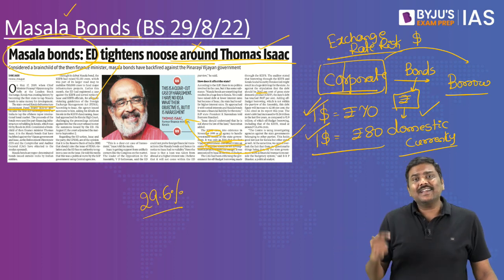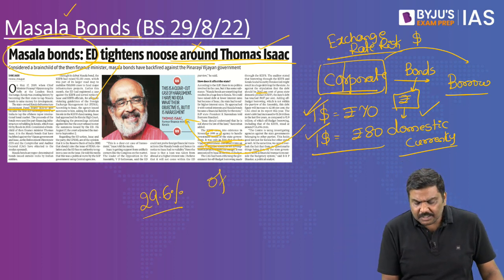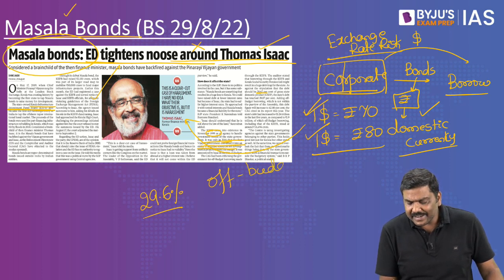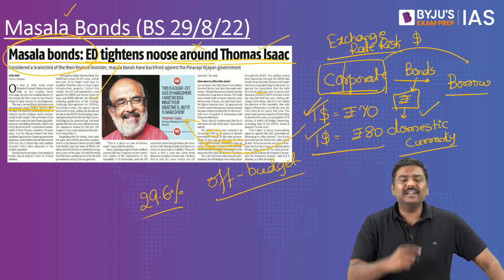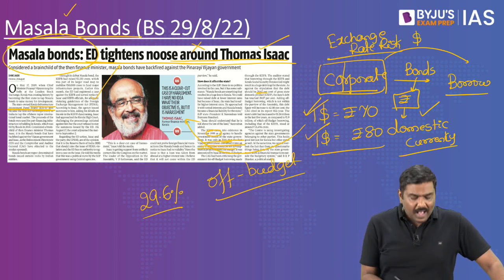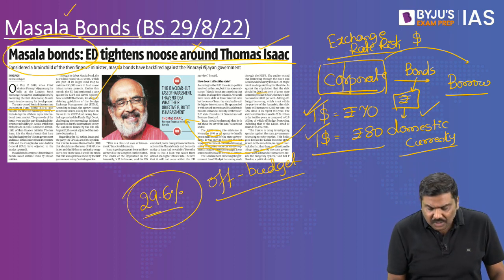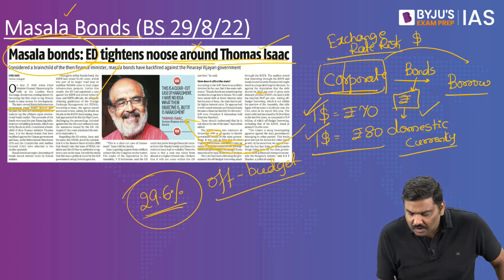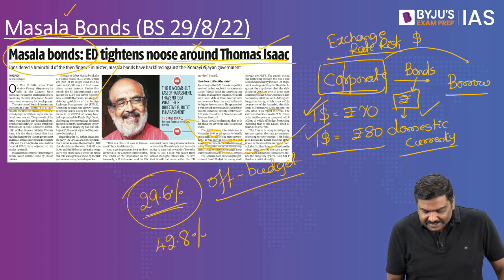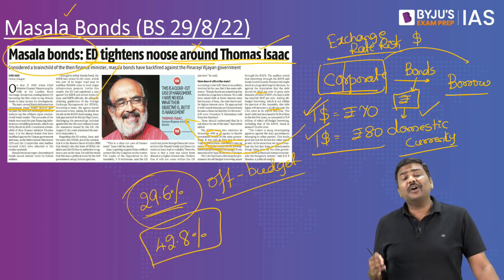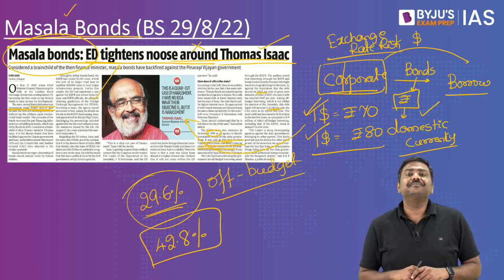But because the state government, by using KIFB, has gone for off-budget borrowing, one more technical term for you to remember, off-budget borrowing practice has been done by the Kerala government. As a result of that, the actual debt of the government is not 29.6%, it is 42.8%. The debt of the state government is 42.8%, which is much higher than what is actually mandated.